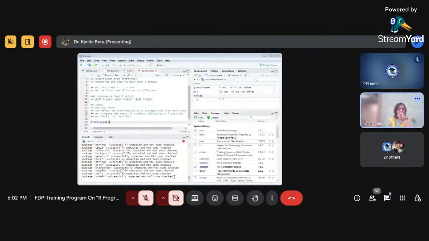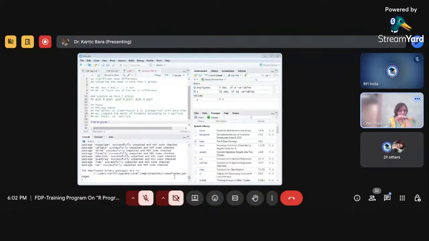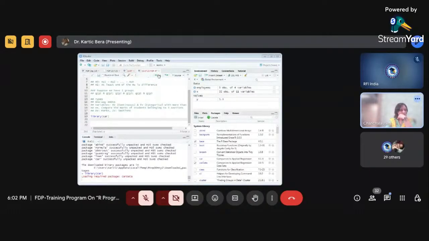Now it is working. Wait. Now run line number 19. Done.